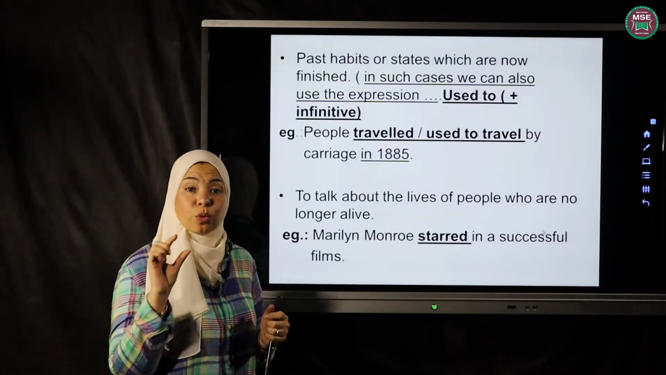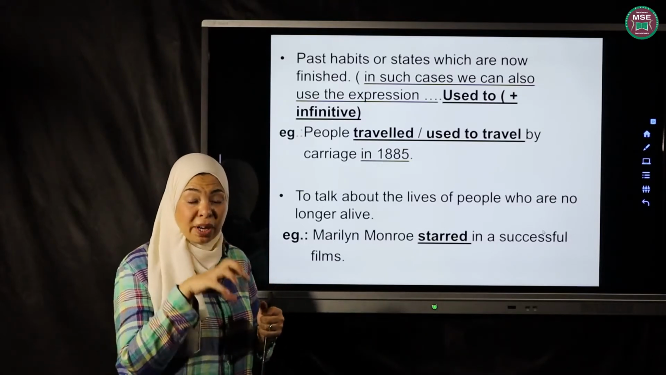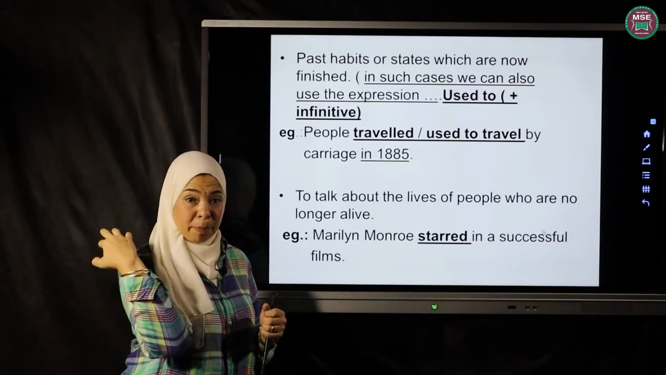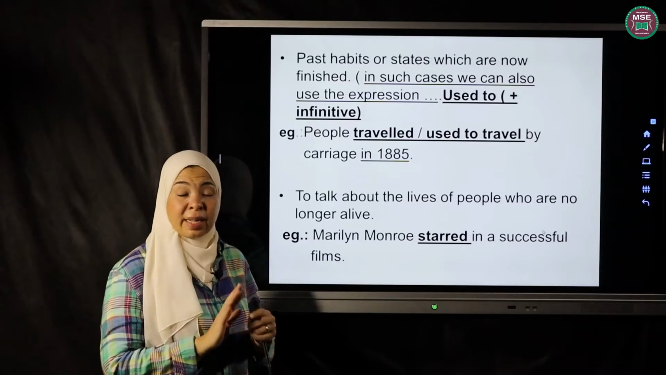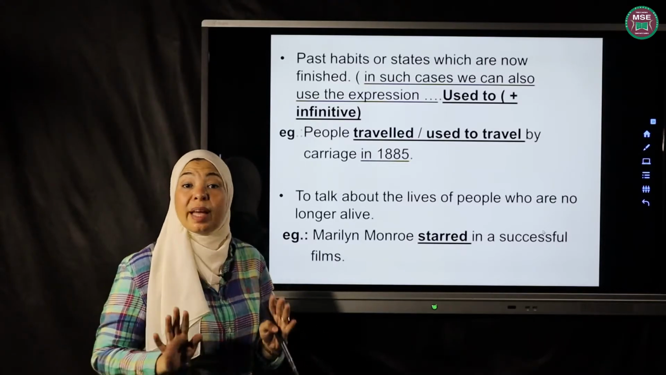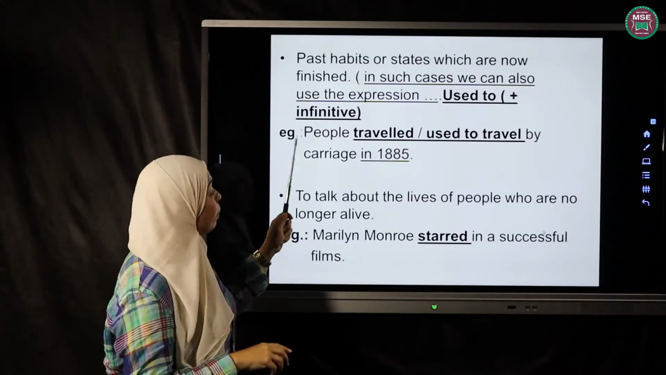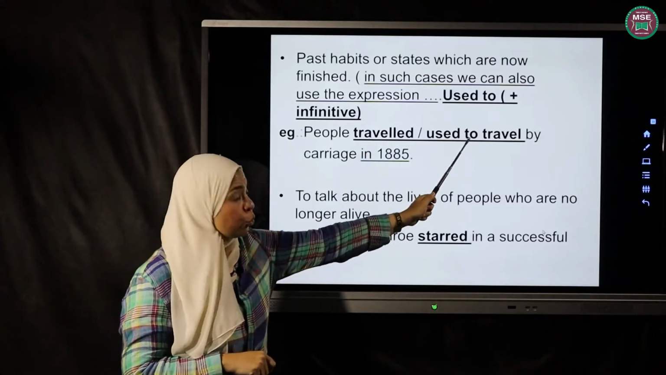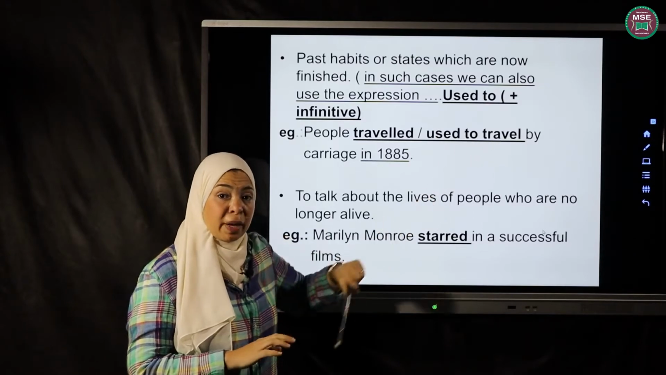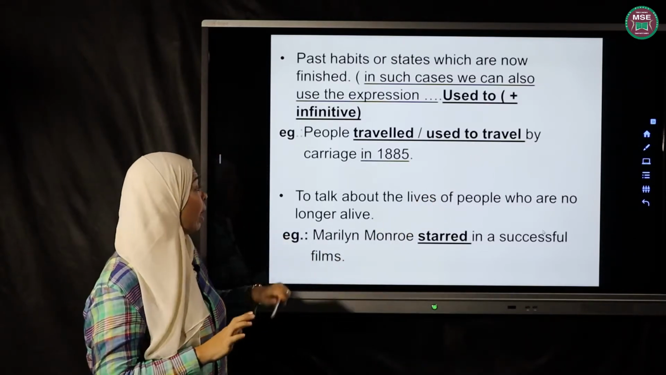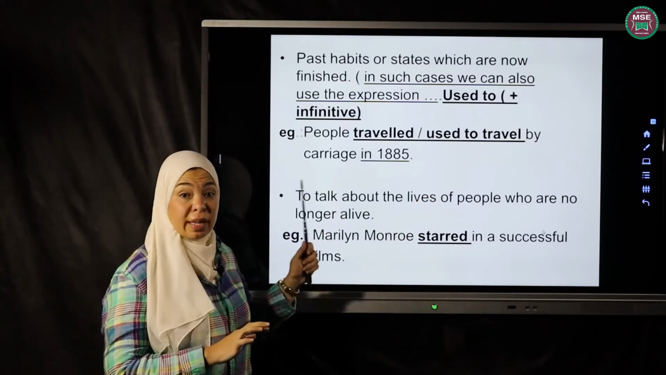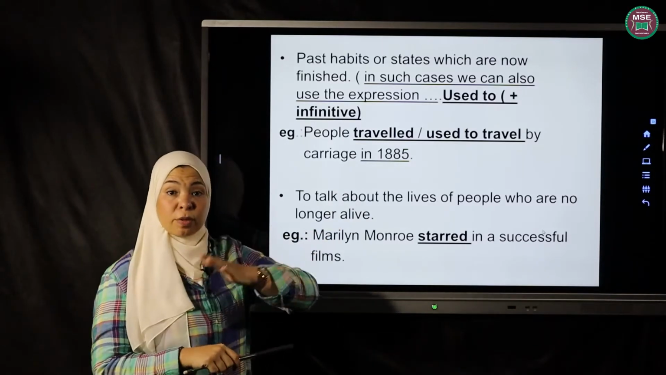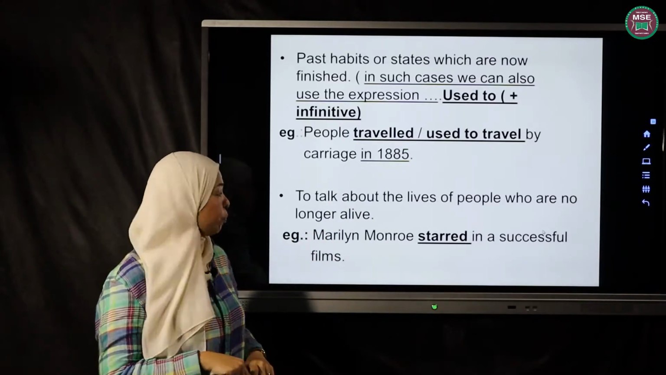When I say I used to ride a bicycle, this means that riding the bicycle was a past habit. Nowadays, I don't do this anymore. People traveled or used to travel by carriage. You see, used to plus infinitive. Used to should be followed by an infinitive form of the verb. By carriage in 1885, people used to travel by using the carriage.